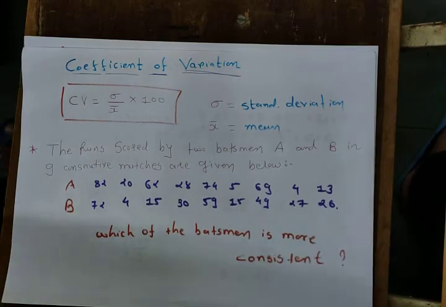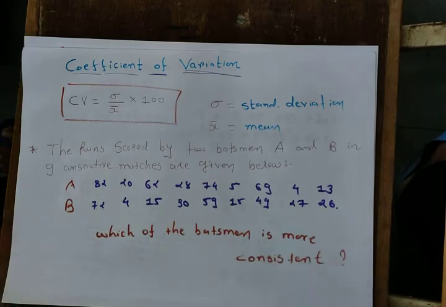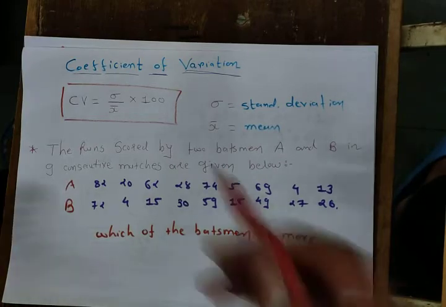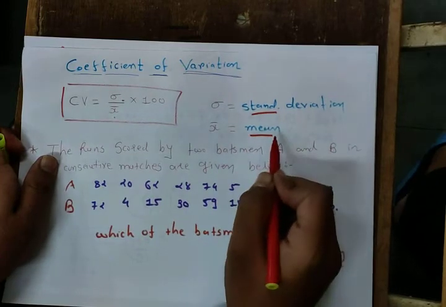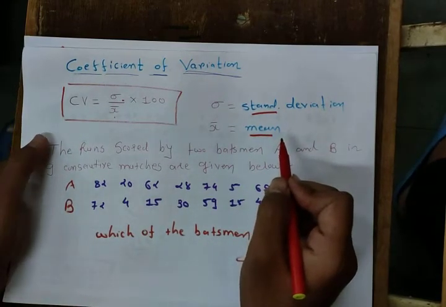In this topic we will compare two batsmen, two friends, two classmates to decide which is more consistent using the coefficient of variation. Okay, let's see. The equation of coefficient of variation equals sigma upon x bar into 100, where sigma is our standard deviation and x bar is our mean. We have already seen what sigma and mean are.